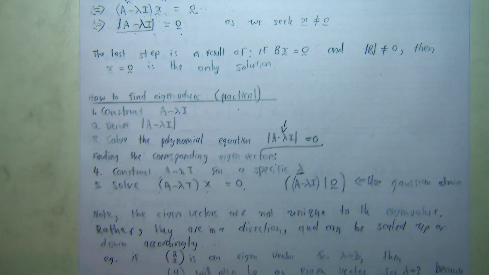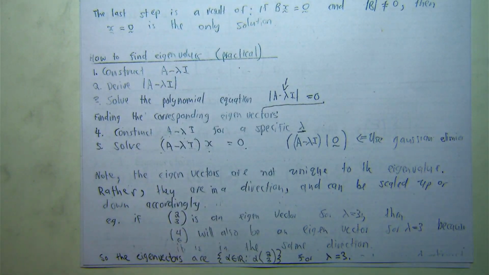Okay, and then just a note down here, the eigenvectors are not unique to the eigenvalue, rather they're in a direction and can be scaled up or down accordingly. So if you get 2, 3 as an eigenvector for lambda equals 3, then 4, 6 will also be an eigenvector for lambda equals 3 because it's in the same direction. And so we have a set of eigenvectors that are all vectors in the direction, in this case 2, 3. And alpha, if it's a real number multiplied by that, will give us our eigenvectors.